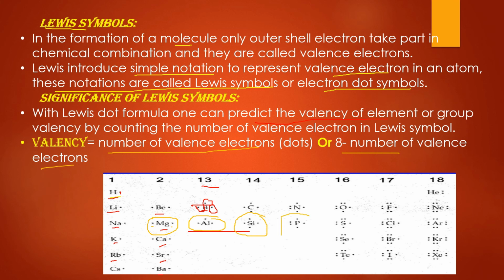Now in phosphorus, there are 5 electrons in the Lewis structure, but its valency is 8 minus 5, that is 3. Similarly, nitrogen also has valency 3. Oxygen has 8 minus 6, that is 2. Similarly, in fluorine, 7 dots are there, so 8 minus 7, 1 is the valency. Similarly, inert gases have 8 electrons, so 8 minus 8, 0 is the valency. So the valency of the inert gases, that is group 18, is 0.